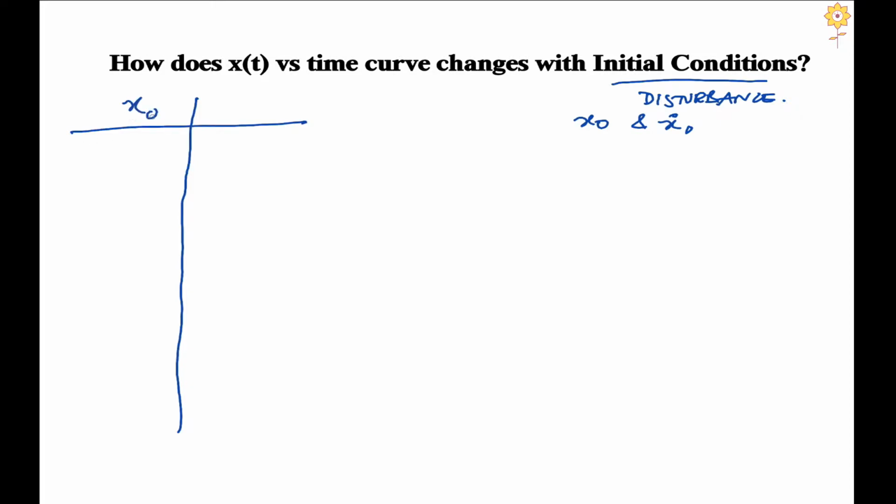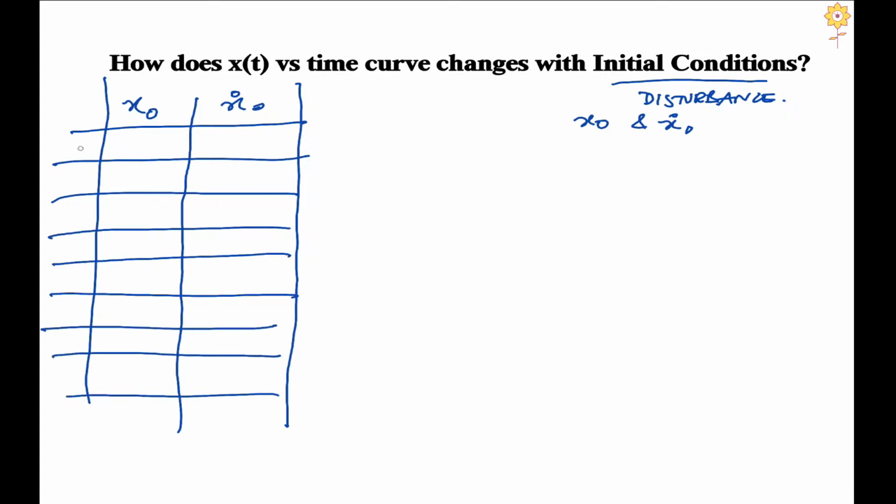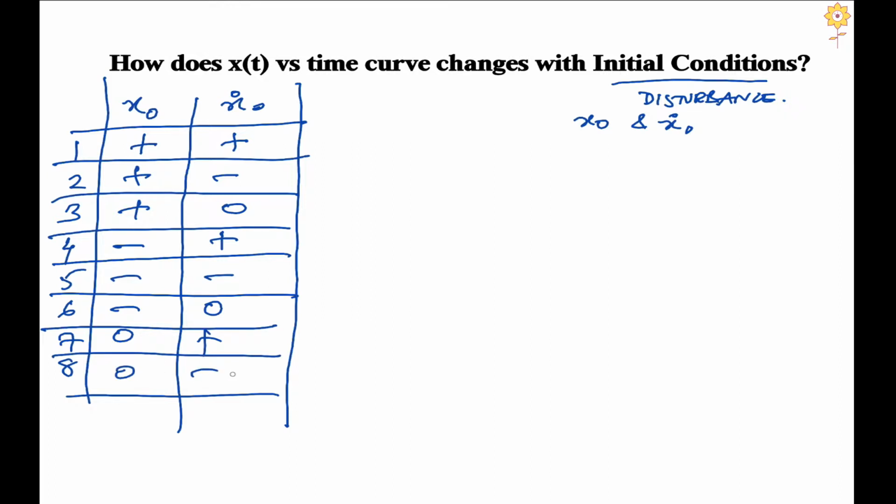So I have x0 and x dot 0, they can have different values, and let us give some numbers to it. Let us have say 1, 2, 3, 4, 5, 6, 7, 8. We have 8 combinations here. Let us number this. So let us say that x0 and x dot 0 both are positive initially, then positive, negative; negative, positive; negative, negative; negative, 0; and 0, positive; 0, negative. So let us see how the curve looks like, right?